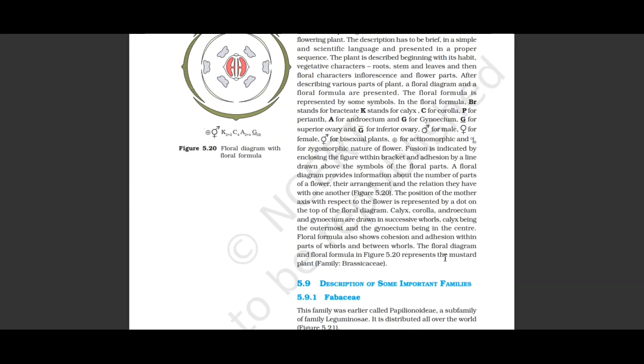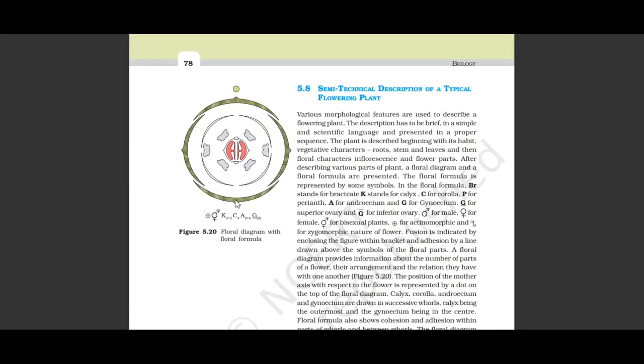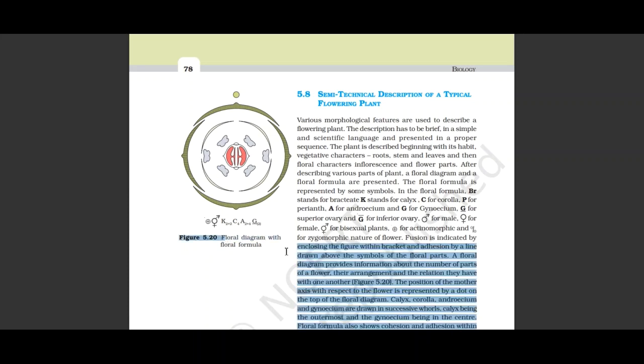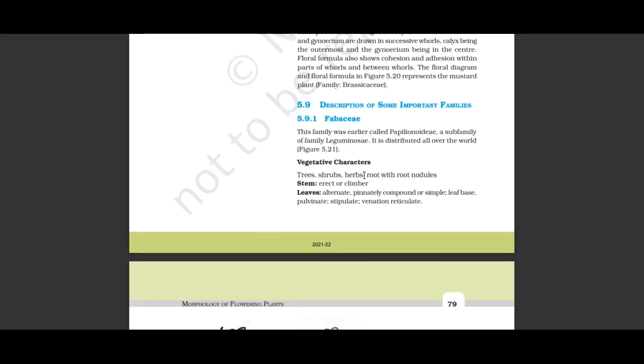The floral diagram and floral formula in figure 5.20 represent the mustard plant, family Brassicaceae. This is the figure for the mustard plant, family Brassicaceae. This sign is for actinomorphic, bisexual. Calyx are 2 plus 2, corolla are 4, androecium are 2 plus 4, gynoecium is superior and the 2 carpels are fused. Let us see the description of some important families.